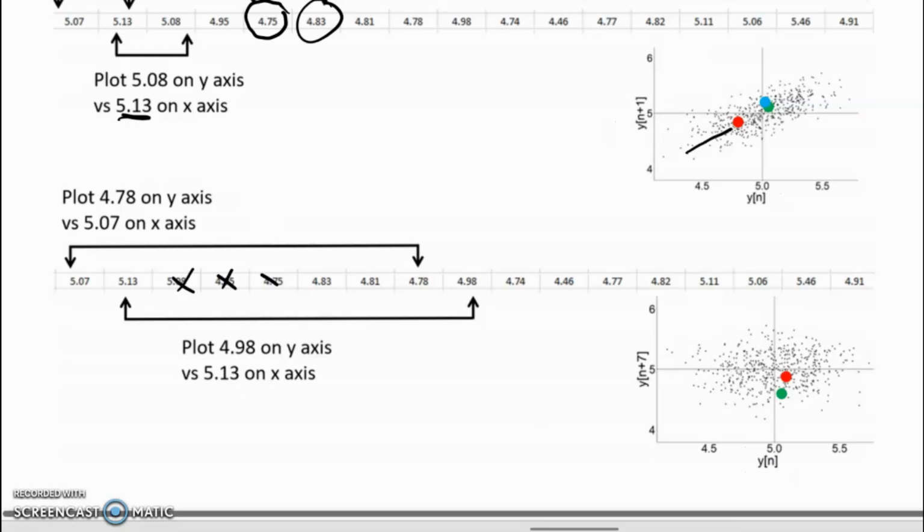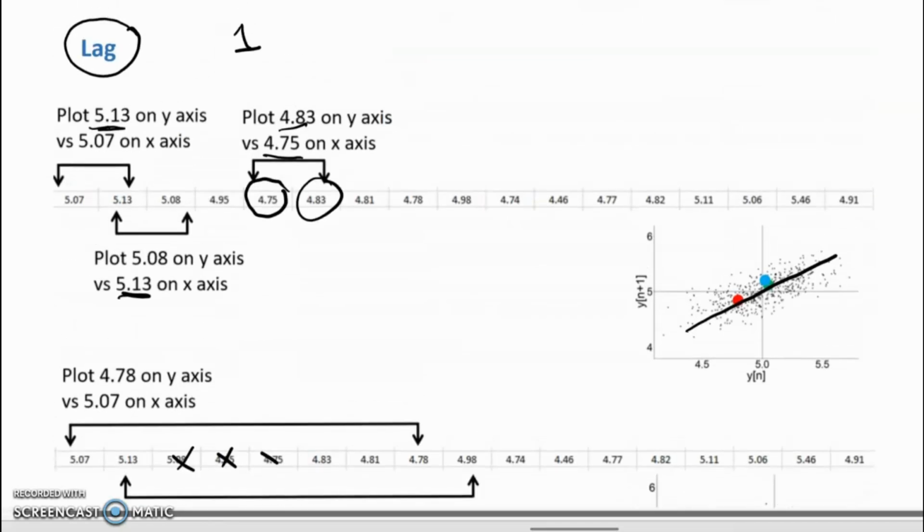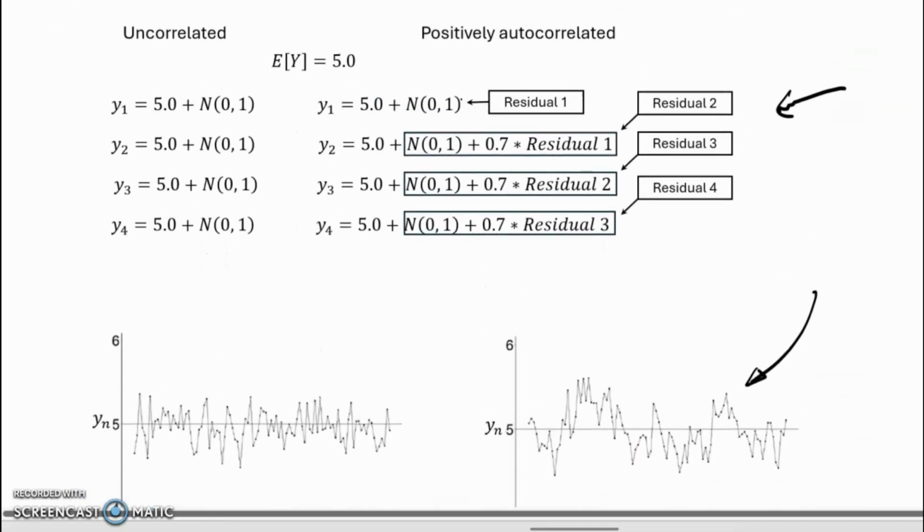If we look at these plots, we see quite a big difference between them. Here we've got quite a strong correlation. Here we have essentially no correlation at all. So why is that happening? Well, if we return here and consider the first value in our sequence and the next value, if this one is above its expected value, this one is also likely to be above its expected value because it's got 0.7 times this residual plus this little normal bit.